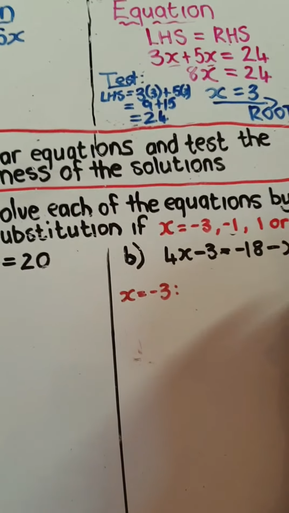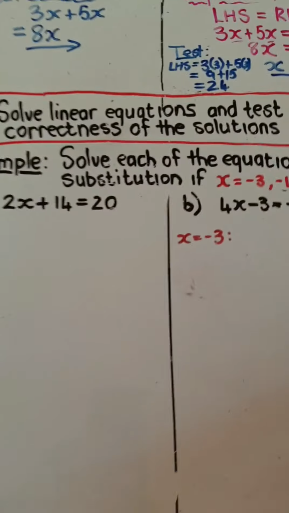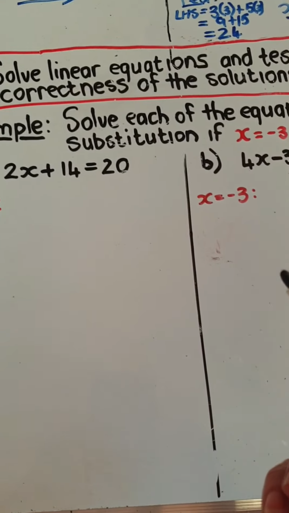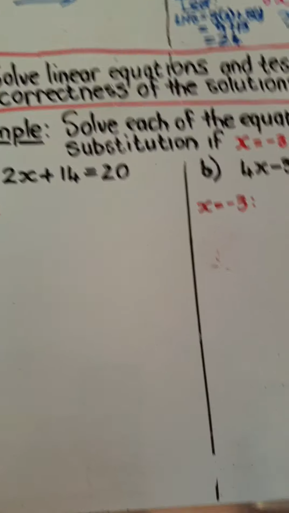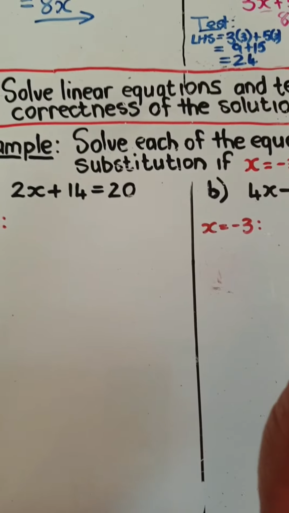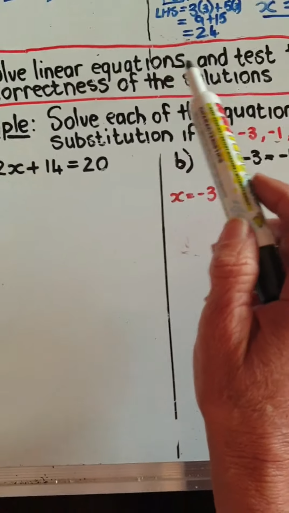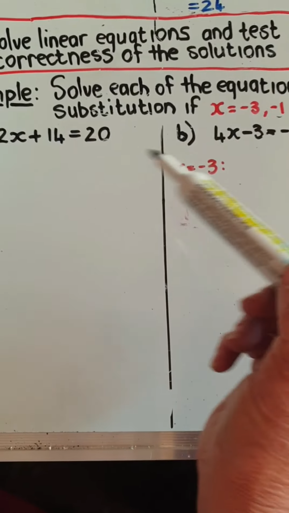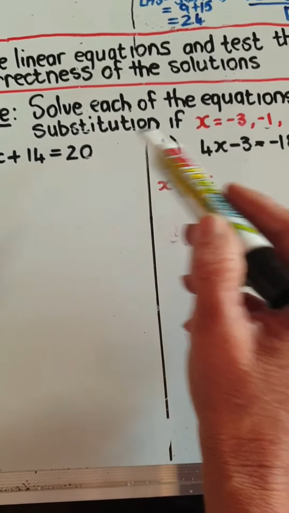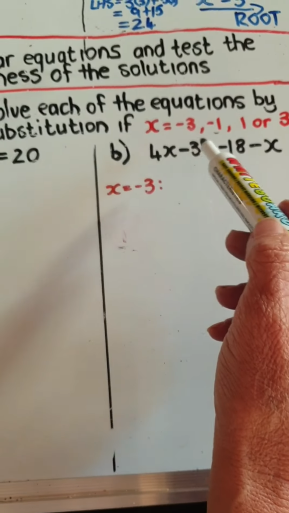For our first exercise, we are not going to use mathematical methods at this stage to solve the equation. We are going to substitute. We're going to use values and substitute them into an equation, and then see which of those values will make it true. So we're starting with revision. You have done this in term 1. We're going to solve linear equations, and then test the correctness of the solutions. For the first example, we're going to substitute values into the equations to see which of those values will make it true.